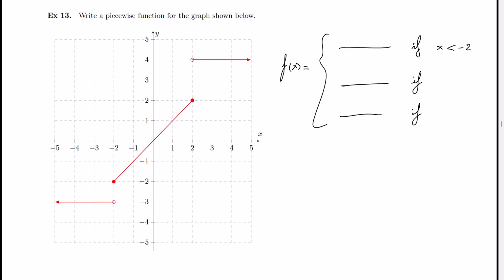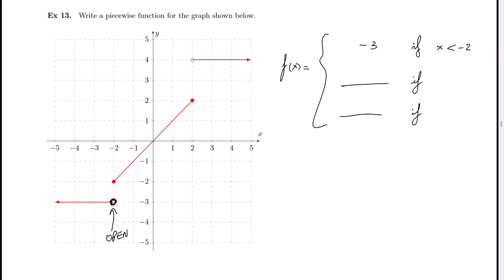Now, what is the equation that represents this line? This line is horizontal. It's always the same value, and the value is -3. I can see that on the y-axis. So the formula there will be just simply -3. So the function will be always -3 when x is less than -2, and it does not include the point at the border. And again, that's because the point is open. So this is what we call an open point because it's hollow.